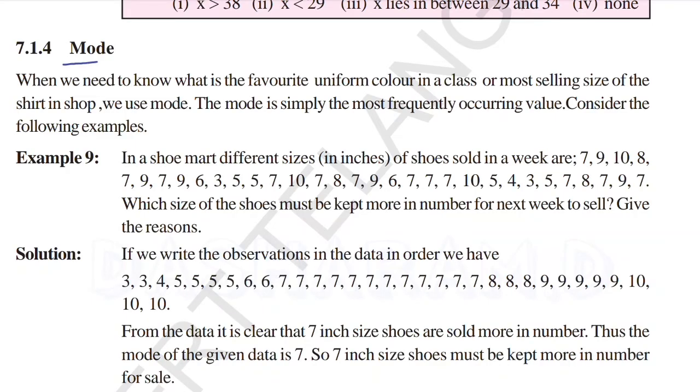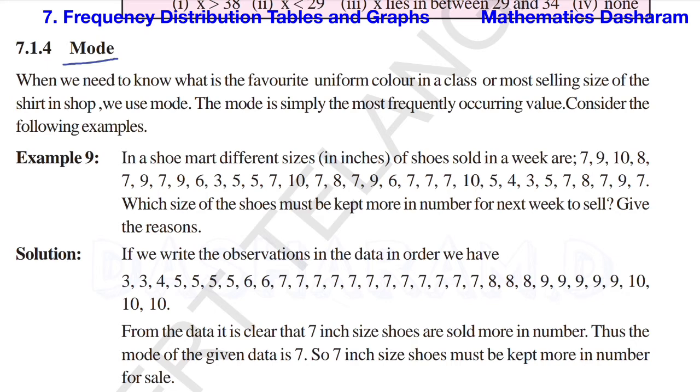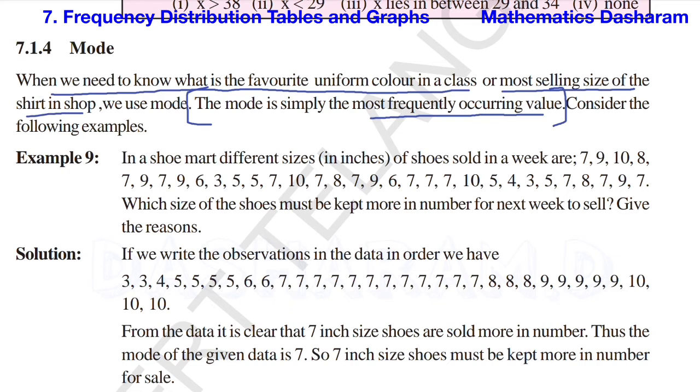Next topic is mode. This is the third central tendency value. The mode definition is, the mode is simply the most frequently occurring value. The most frequently occurring value is called a mode, and this mode is useful in different situations when we need to know what is a favorite uniform color in a class or the most selling size of shirt in the shop. We use mode.